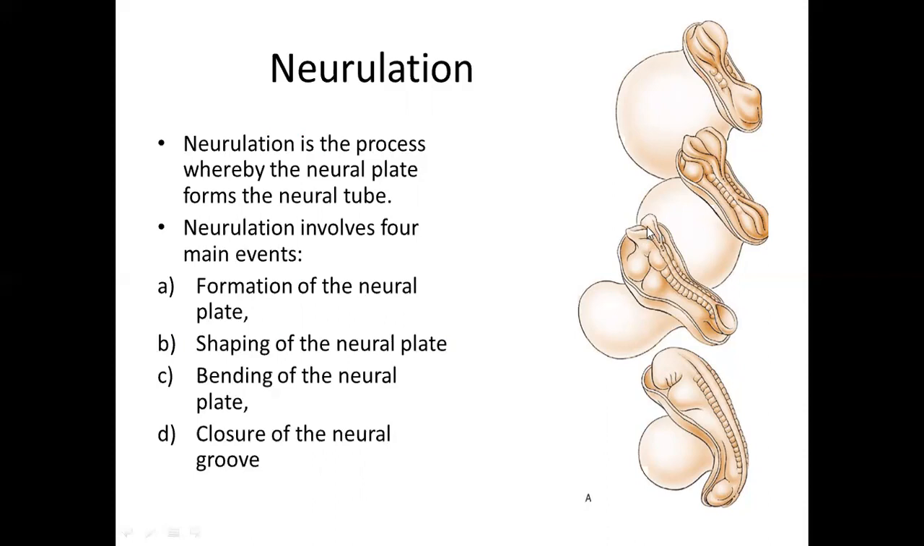Now you can see over here, this one is the anterior neuropore. This one is the posterior neuropore. So the anterior neuropore and the posterior neuropore permit the nourishment of these neural epithelial cells from the amniotic fluid until it is supplied by the blood vessels, by the forming cardiovascular system.